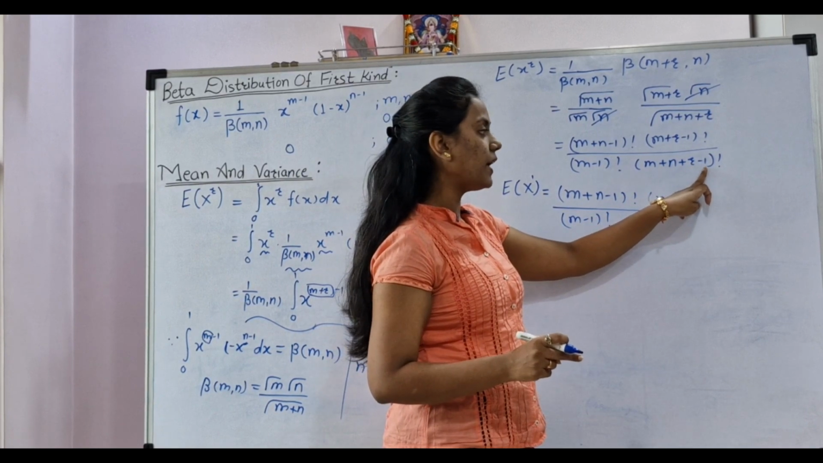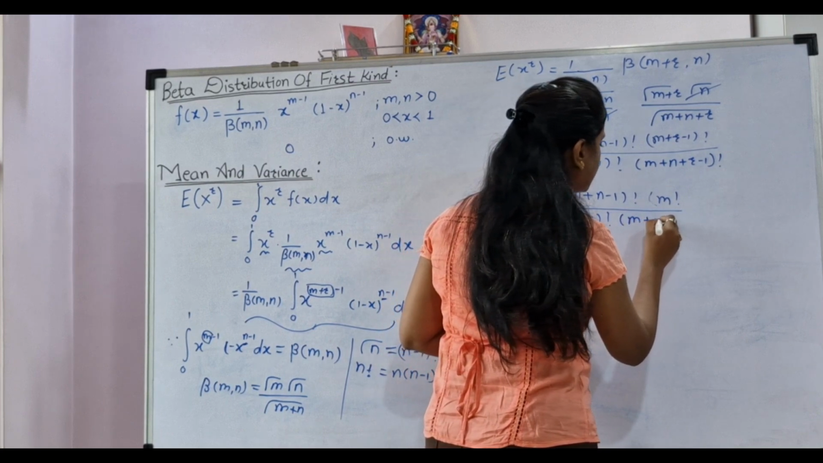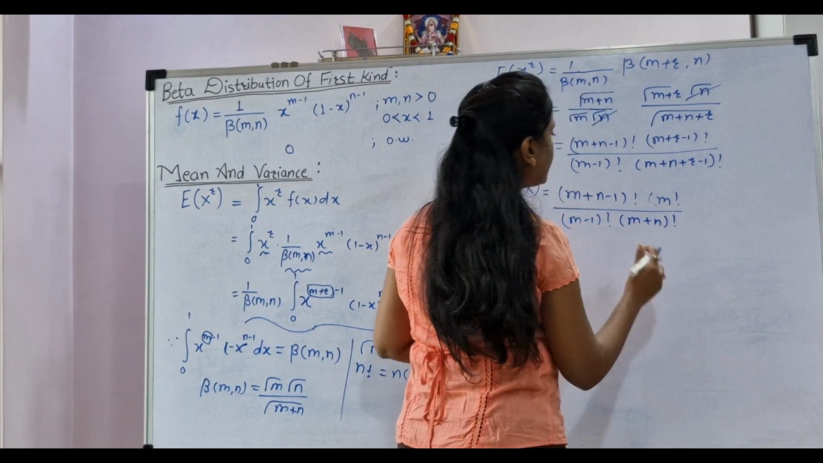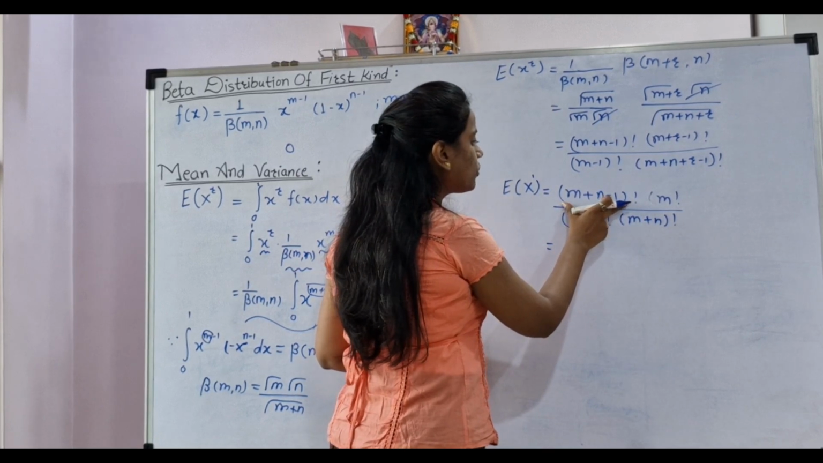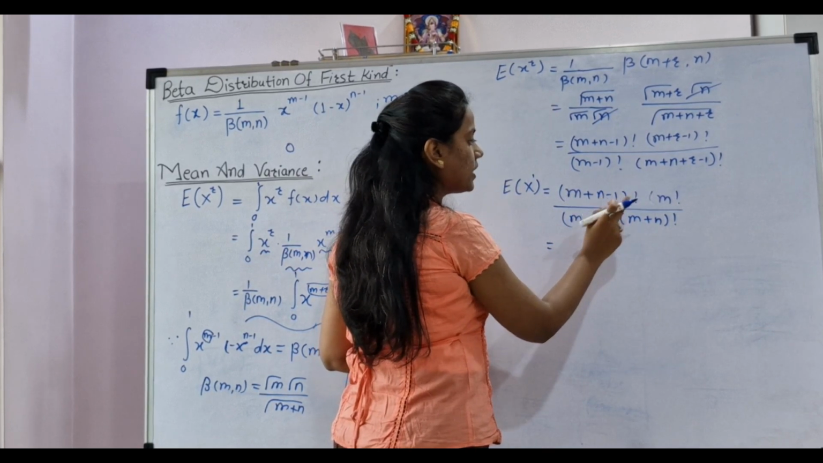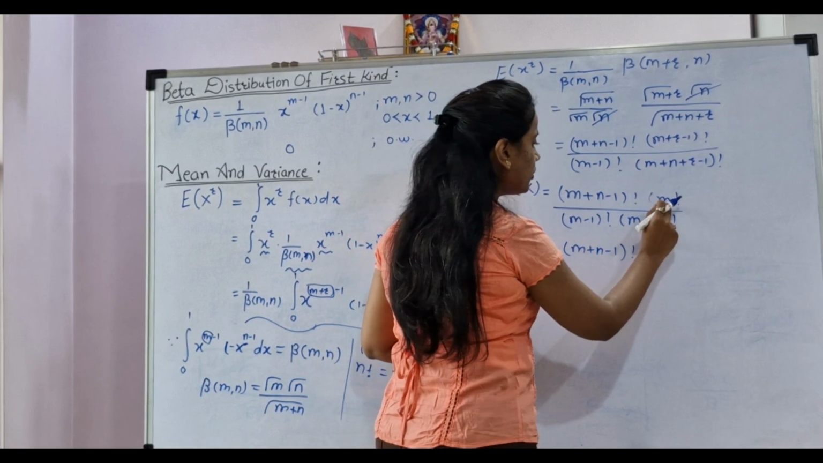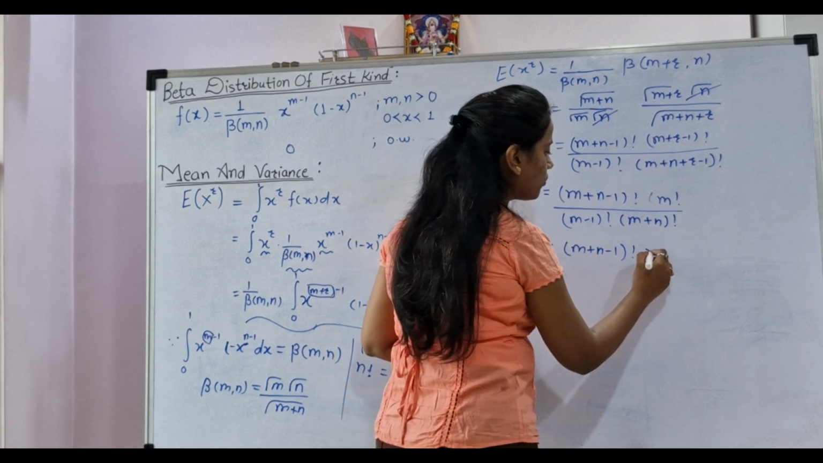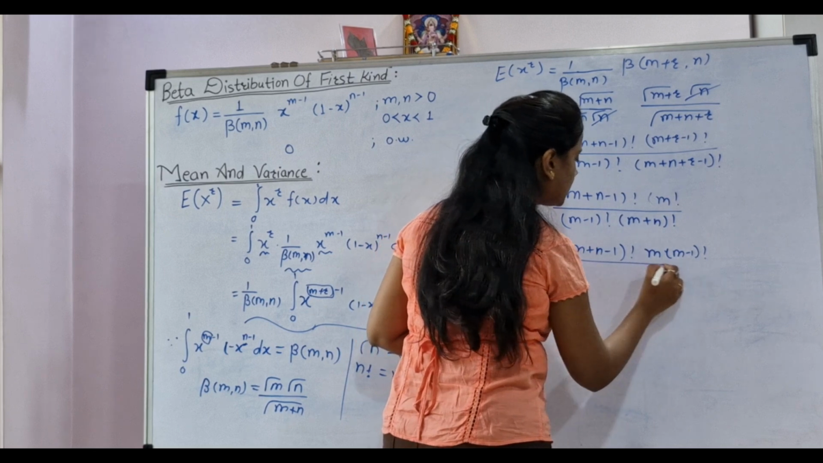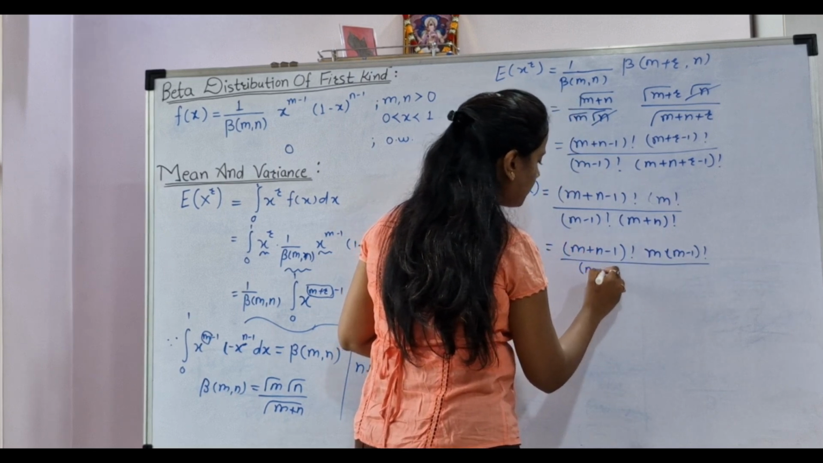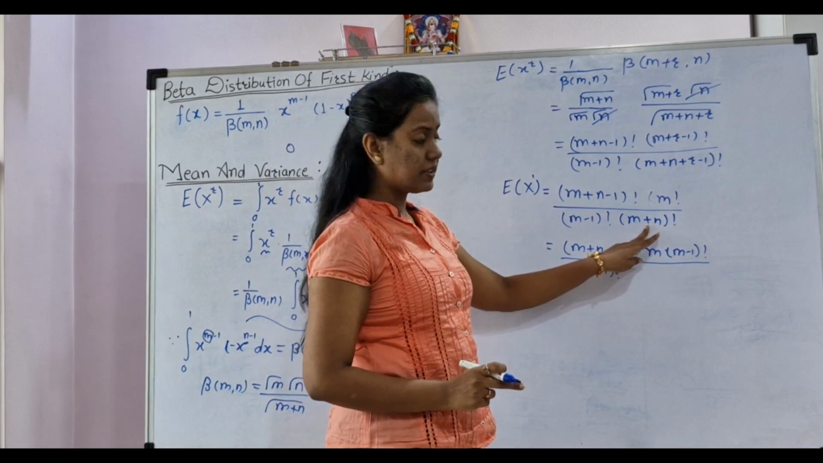So plus 1 minus 1 will get cancelled and we will get here m plus n factorial, right? Now let's solve it further. Here we have m plus n minus 1 factorial, we will keep as it is. Then we will expand m factorial. So what is it? M into m minus 1 factorial. In the denominator we have m minus 1 factorial and let's expand again this term.